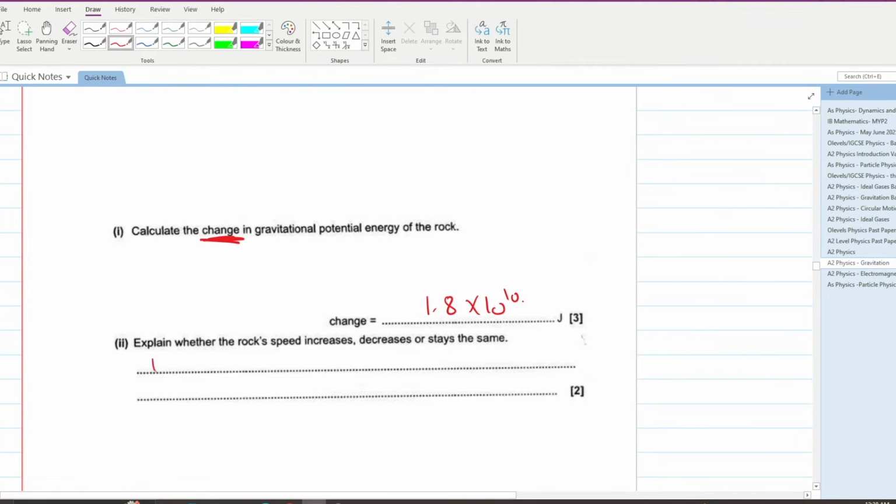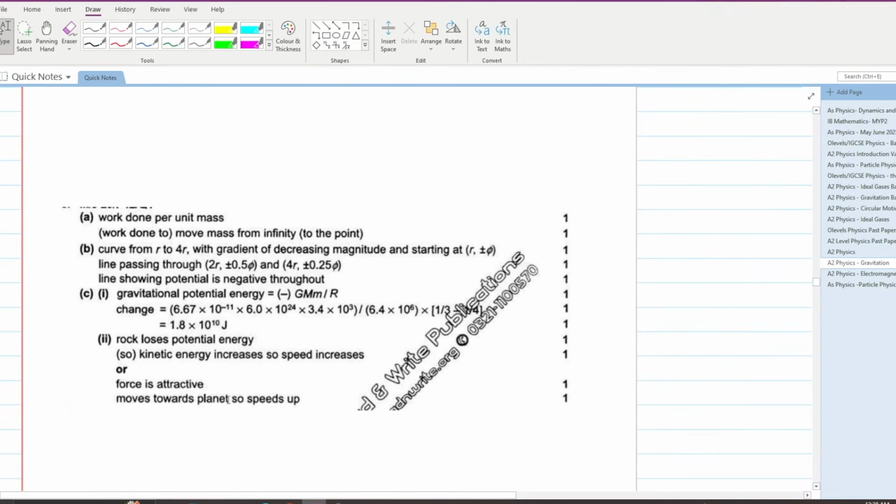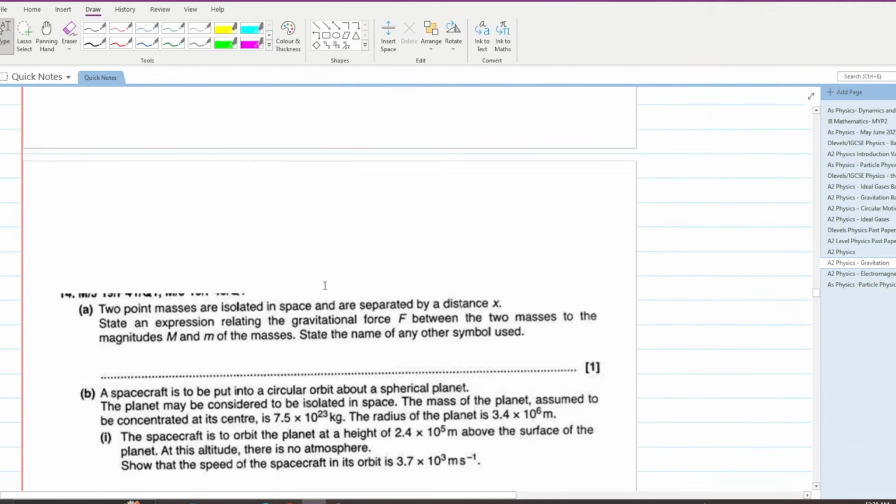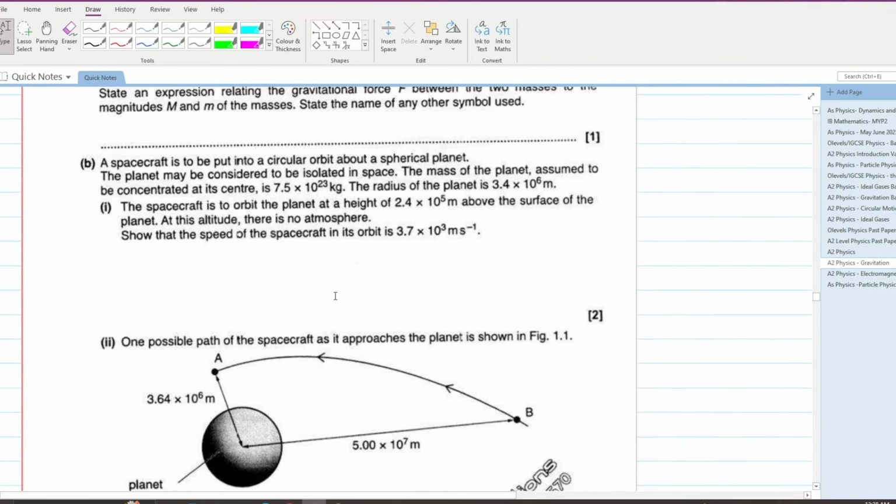Basically, there is a loss in gravitational potential energy. This will get converted into what? Gain in kinetic energy. And if there is gain in kinetic energy, velocity will increase. Simple answer, nothing complicated. Let's move on to the next question. I hope I have calculated this correctly. Yes, I have calculated this correctly. Let's move on to this one.